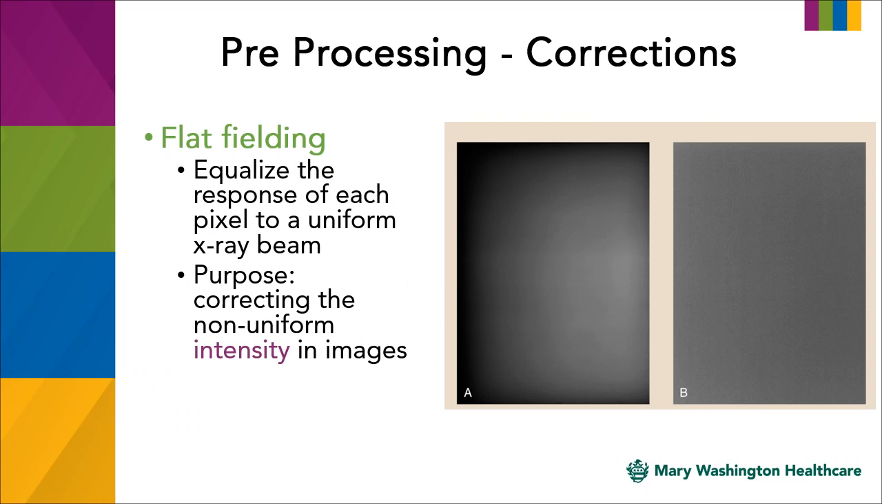Flat fielding is where we equalize the response of each pixel to a uniform X-ray beam. The purpose is to correct the non-uniformity of intensity in images. Image A has different intensity, or brightness, throughout the image, and image B is after flat fielding was applied automatically by the computer, and it corrected it, so it's uniform now. It's uniform brightness if you think about it.